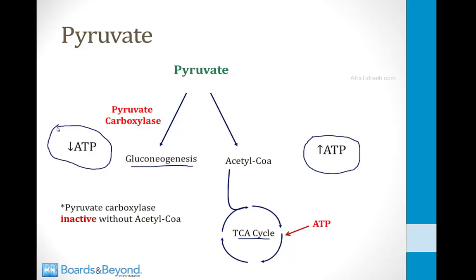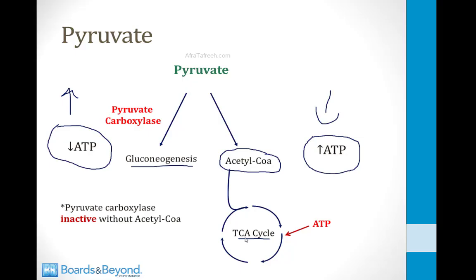So you can imagine that it would make no sense for a cell to be simultaneously metabolizing pyruvate by both of these pathways. It would be generating ATP by this pathway over here and then spending it on gluconeogenesis, and it would be wasting its efforts. So the cell wants to go one direction or the other. So how does it do that? Well, it does that by using acetyl-CoA as an indicator of the metabolic activity of the cell.